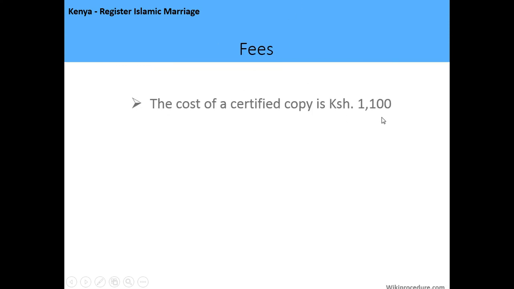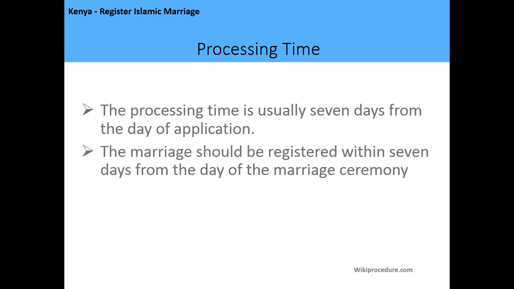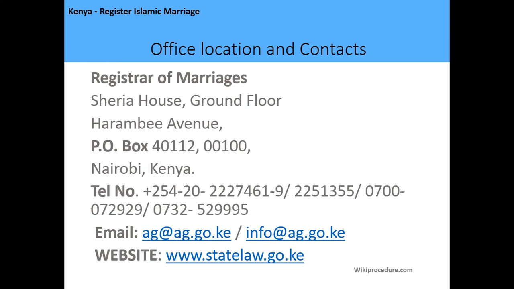So the cost of a certified copy is 1,100 shillings. The marriage certificate is valid until one spouse is dead or in the event of an absolute divorce. The processing time is usually 7 days from the day of application. The marriage should be registered within 7 days from the day of marriage. So you can get your certificate 7 days from the day of application, and you should register within 7 days from the day you've gotten married.